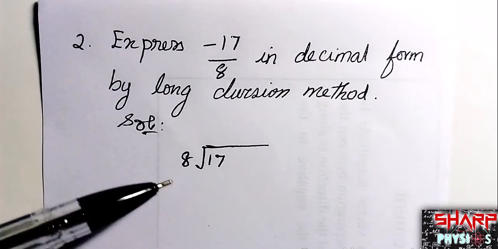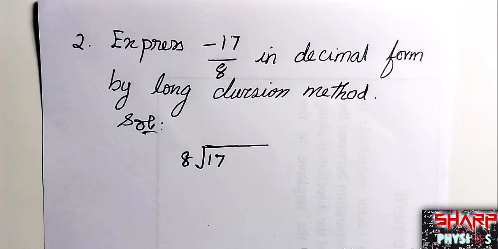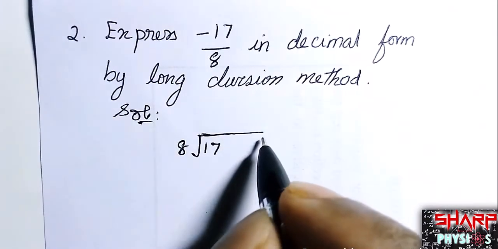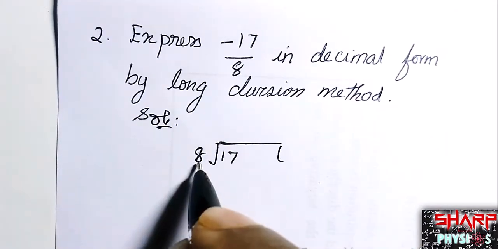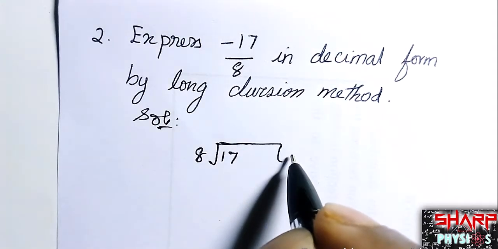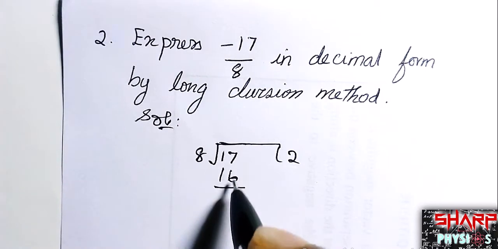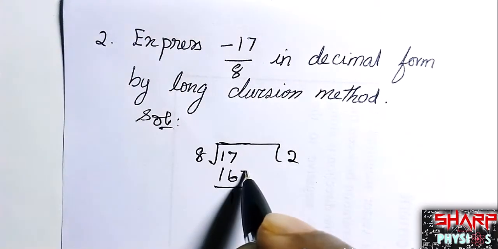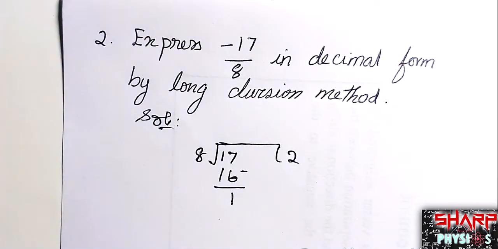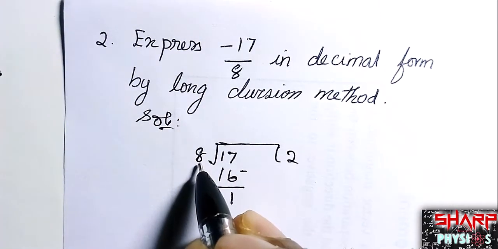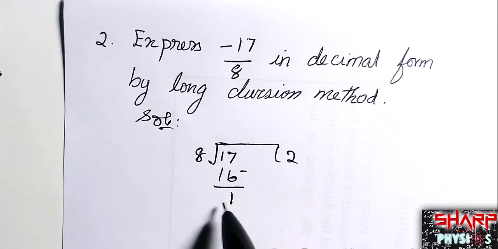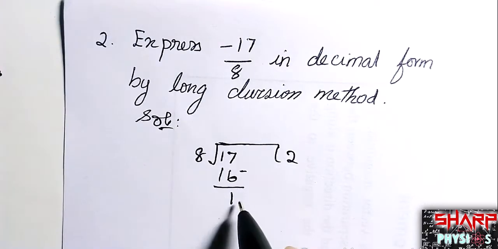So 17 is greater than 8, so we can directly solve it like this. 8 2s are 16. So you get a remainder 1 when you subtract. So 1 is less than 8. But we haven't got 0 till now. So 1 is less than 8.